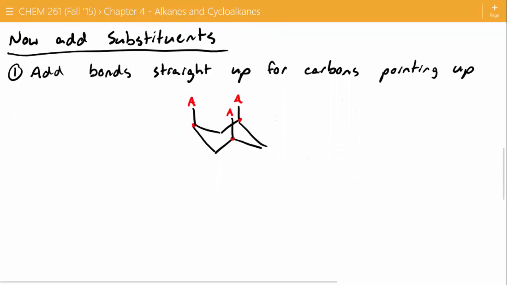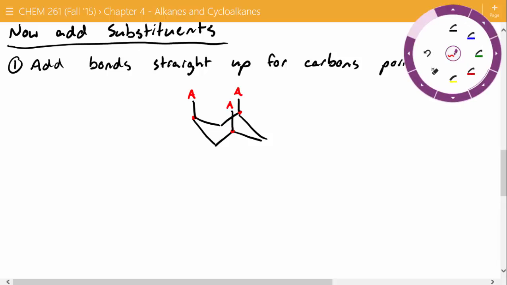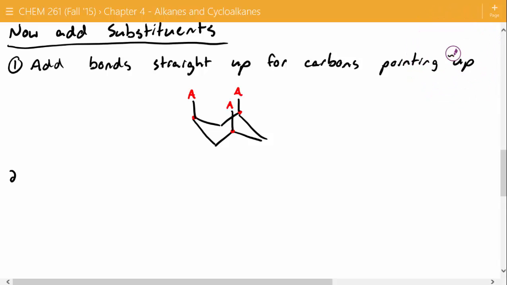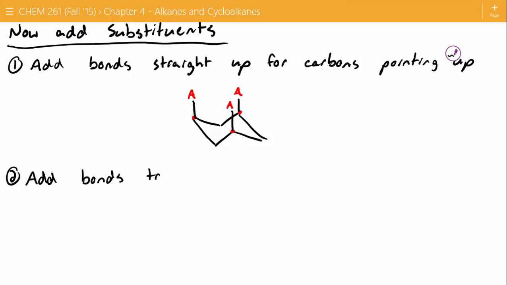All right, now we want to add bonds straight down for the carbons pointing down. Oops.